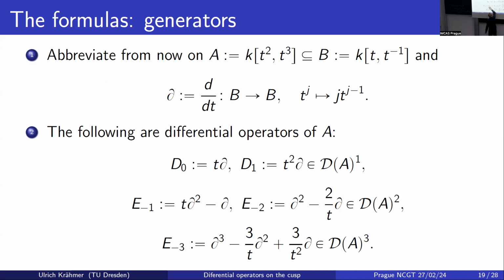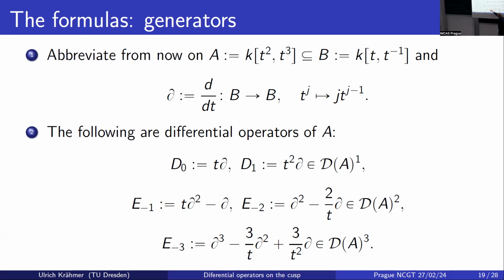And now I write down certain differential operators here. So for example, t times partial. See, t times partial is a first order differential operator on the Laurent polynomials, but it keeps an element in the cusp in the cusp. Now, if you take a polynomial without constant term and you apply this differential operator, you again get a polynomial without constant term. So you can then restrict this operator d0 to a differential operator on the cusp. Same is true for t squared d by dt.